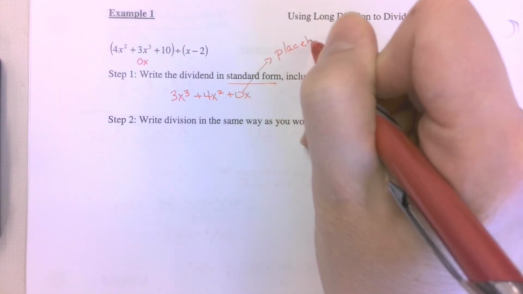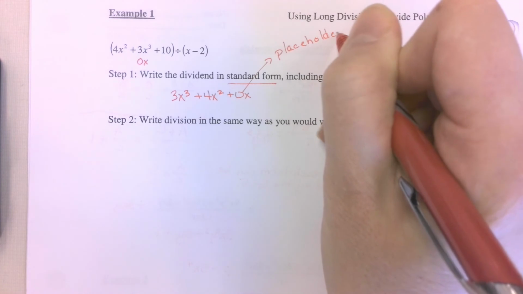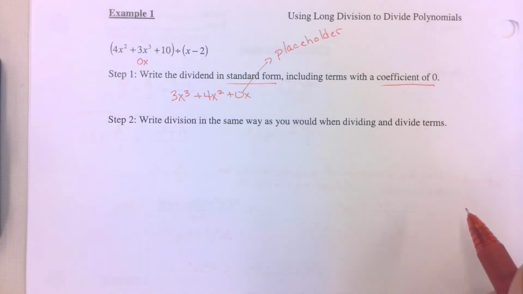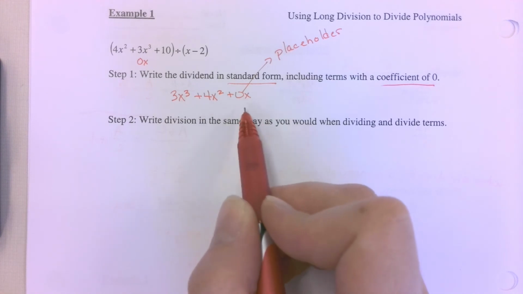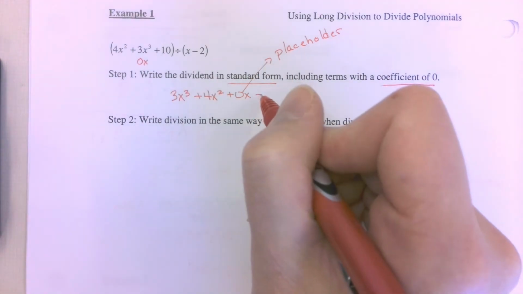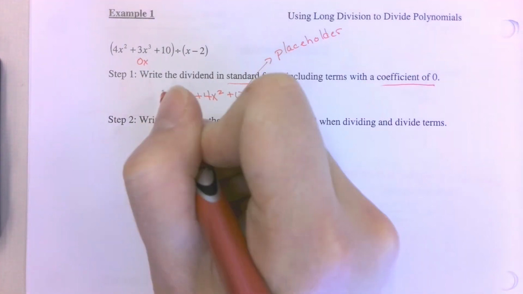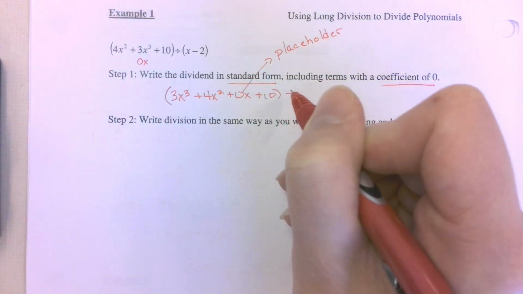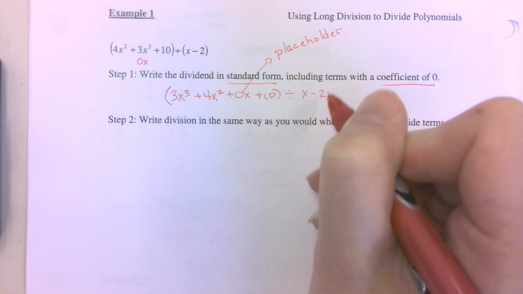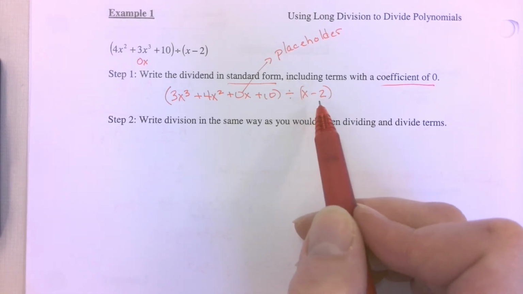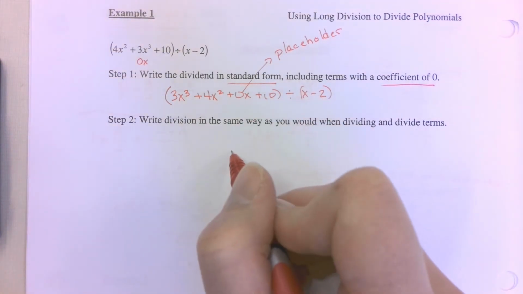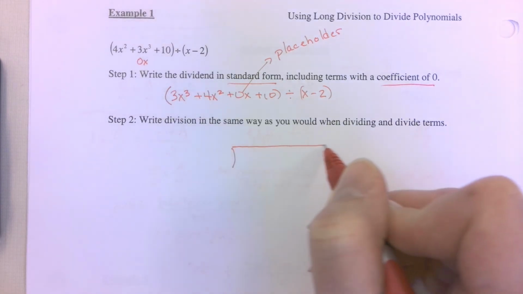A lot of people think they don't need the placeholder, but you do, because as you do the division, everyone needs a row. Even if it didn't start in the problem, it will come up later. And then we have our constant of 10. So here is our dividend being divided by x minus 2. And we also need this to be in standard form, and you might need a placeholder. Now that we have that, we're going to set it up just like we would regular longhand division.